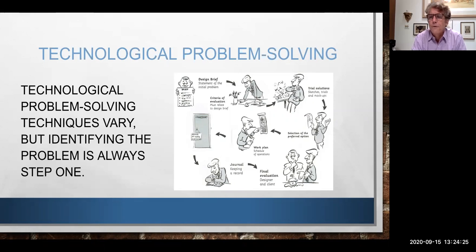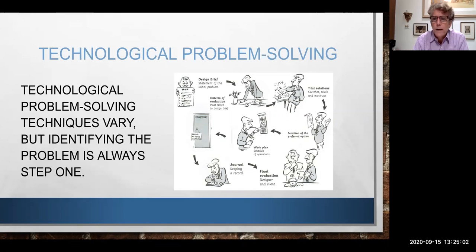You select the preferred option. You talk with your group. You get those different perspectives. And you decide to go with the one that everyone agrees on, seems like it has the most promise. You create a work plan, a schedule of operations. I actually have a PMP certification. That's a project management professional certification. And that is related to my ability to break a task down into its component parts and create a workflow that will combine those component parts on a schedule.